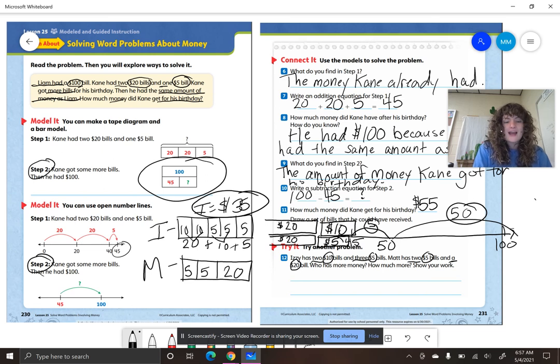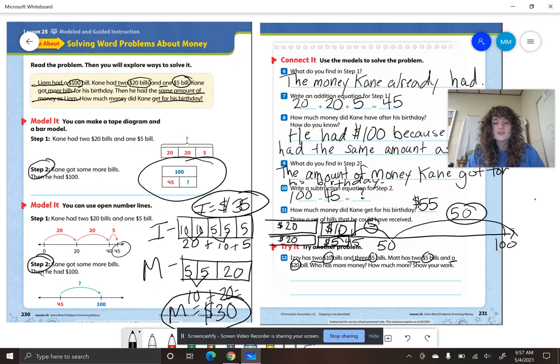Matt, all right, Matt has 5 plus 5 plus 20. So 5 plus 5 is 10, and 10 plus 20 equals 30. So Matt has $30. All right, so who has more money, Smarties? Izzy, right? Because 35 is greater than 30. How much greater is it? How much more money does Izzy have?